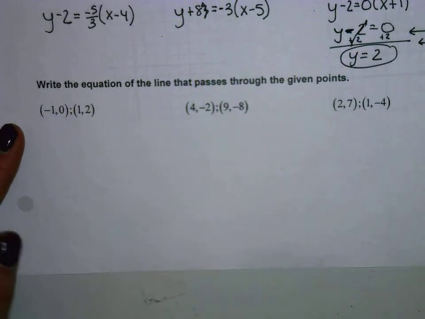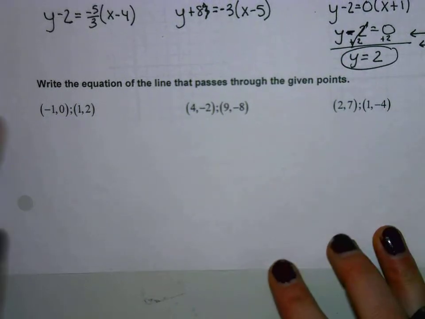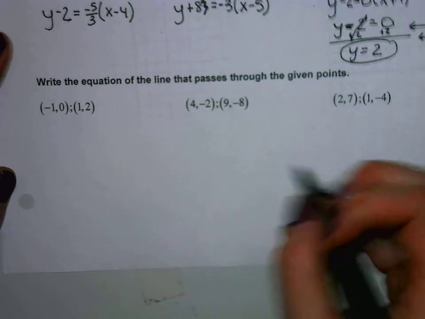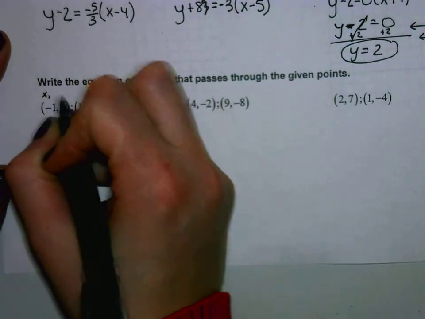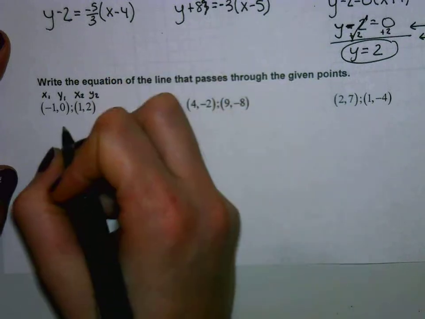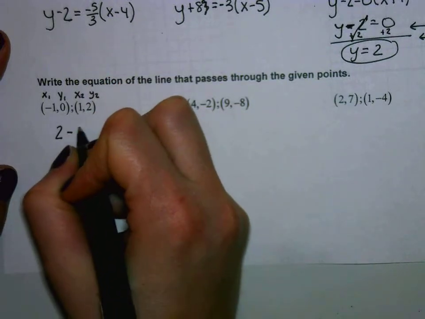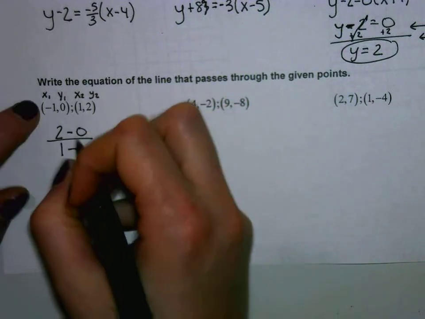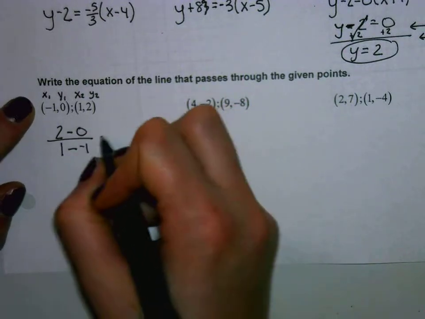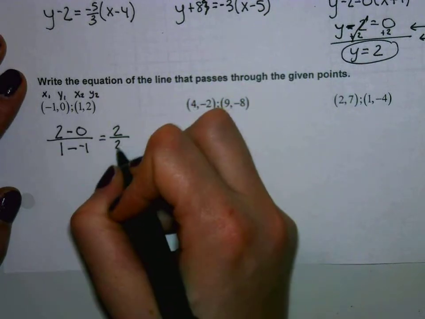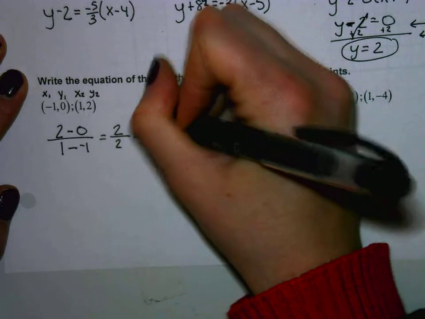So here, if we are given 2 points, we need to write it in point slope form. So first we have to find the slope before we can write it in there. So that's where we can label x1, y1, x2, y2. So y2 is 2 minus our y1, which is 0, divided by our x2, which is 1, minus our x1, which is a -1. So 2 minus 0 is 2. 1 minus a -1 is a +2. So our slope is 1.